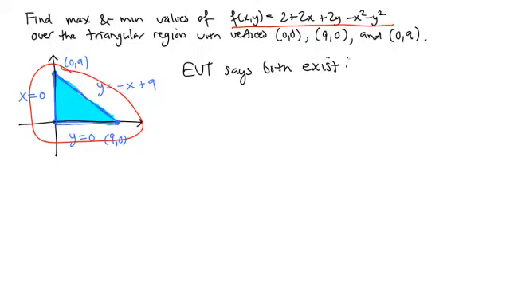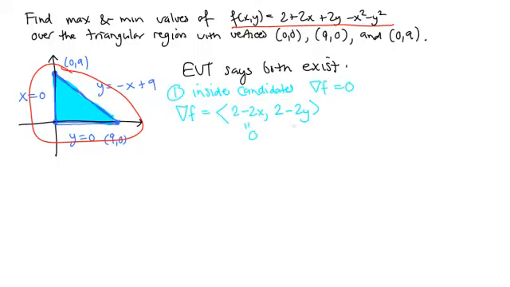Now, they could occur at one of 3 places. They might occur inside the region. Now the inside candidates occur where the gradient of the function is equal to 0, or is undefined. Well, let's work out the gradient of f quickly. The gradient of f here is going to be 2 minus 2x, comma, 2 minus 2y. So if we set each of the components equal to 0, we get exactly one candidate inside the region. We get the point 1, 1.